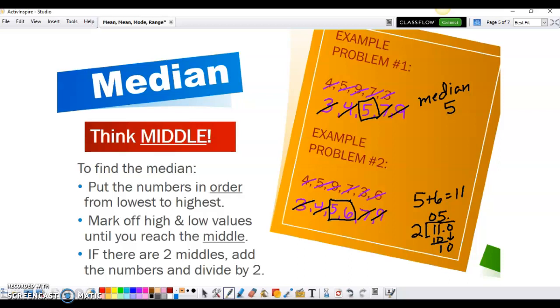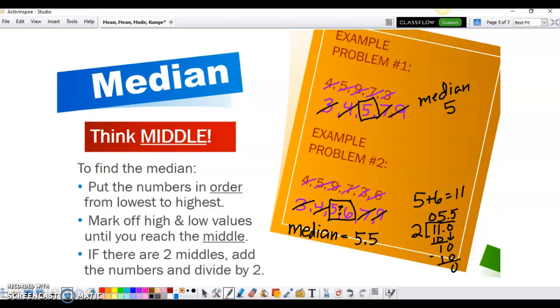And 2 goes into 10 5 times. And so our median for our second data set is actually going to be 5.5, because think about it. If this is $5 and this is $6, and we're looking for what would be right here in the middle, it would be $5.50, or 5.5 if it weren't money, okay? So even though it's not in the data set, your median is still going to be 5.5.